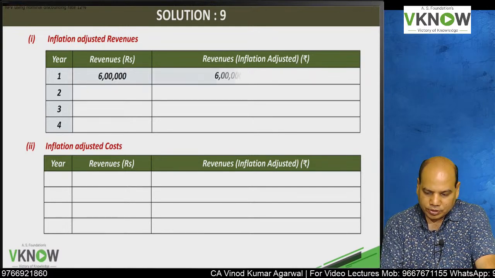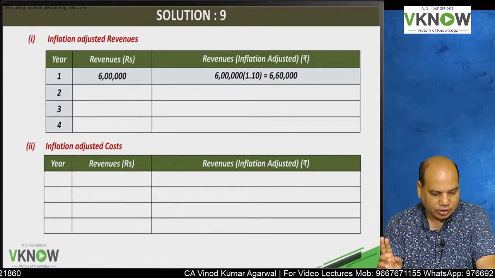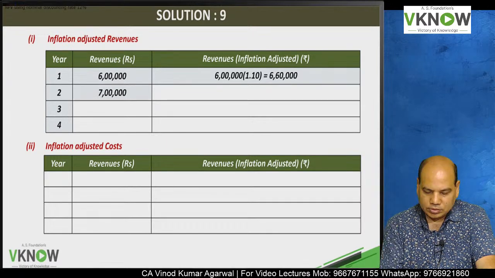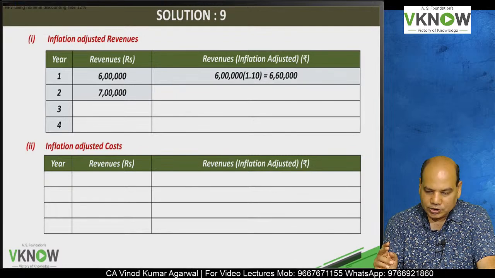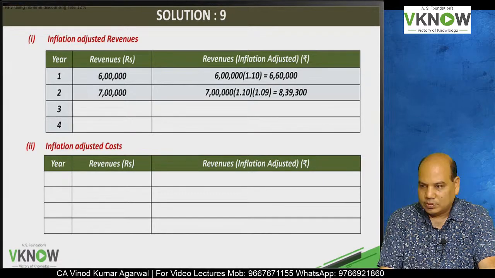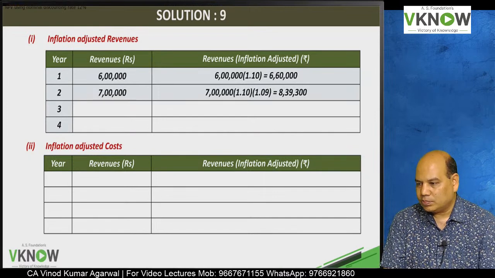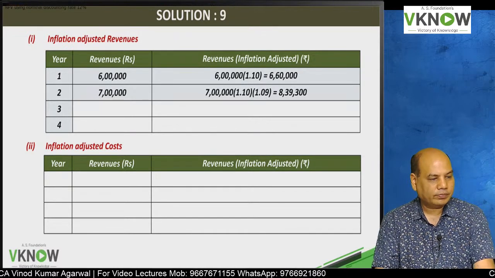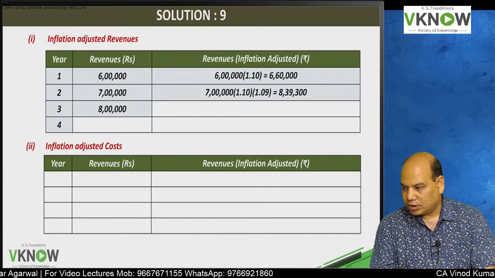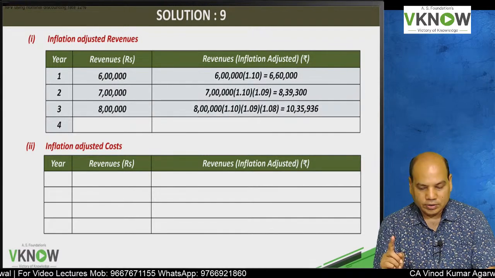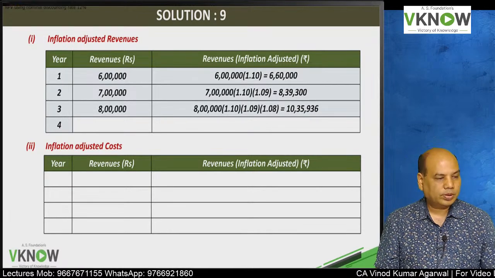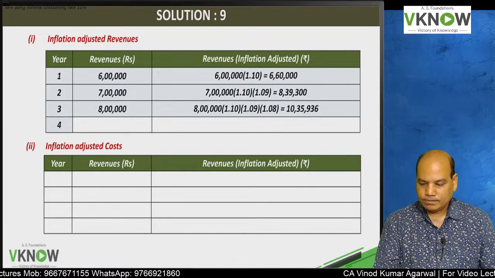Revenue 6 lakh. First year inflation is 10%, so revenue into 1.10 is 6,60,000. Second year, 7 lakh, but the inflation is 10% in the first year and 9% in the second year, so you multiply by 1.10 into 1.09. Effect of inflation is cumulative. 839,300. Third year, 8 lakh into 1.10 into 1.09 into 1.08. Please reply. 1,035,936.